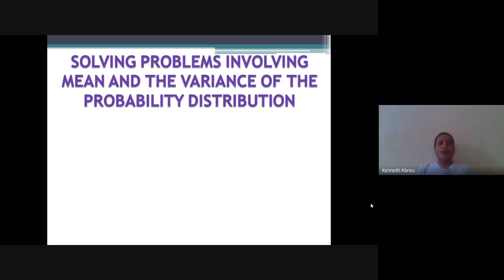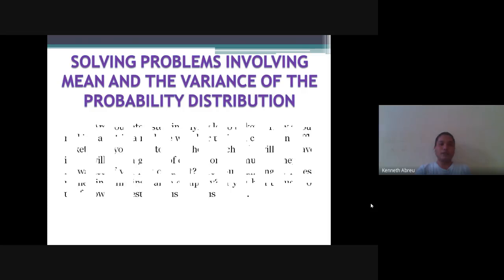The process on how do we solve problems involving mean and the variance of the probability distribution. Automatic kapag may variance na dyan, kailangan na rin nating isolve si standard deviation. Okay? I-apply lamang natin yung calculations of mean, variance, and standard deviation sa pag-solve ng particular problems.